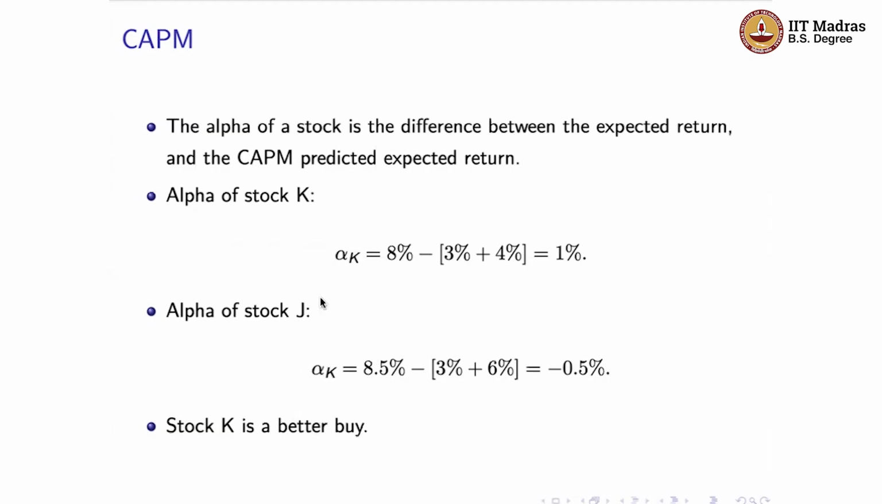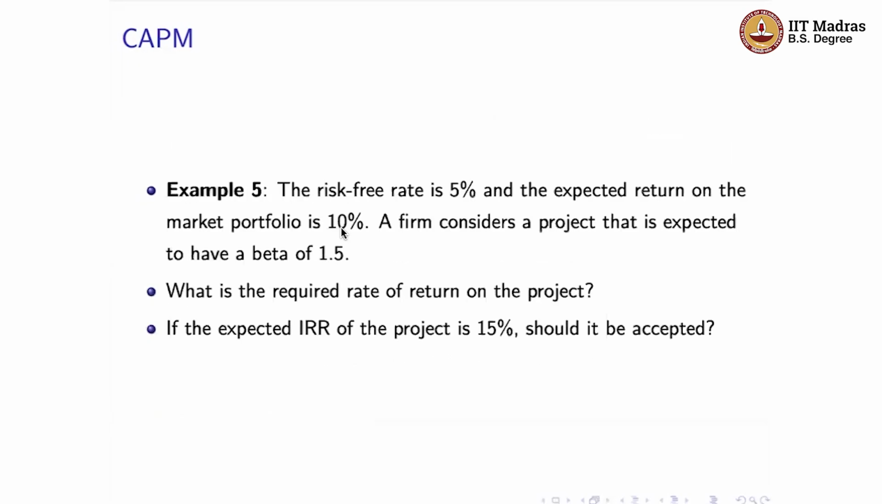So from here, this is basically an example of an underpriced stock, stock K, and stock J is overpriced. And so you should end up buying stock K. So that is a better buy. All right, so next, look at the next question.